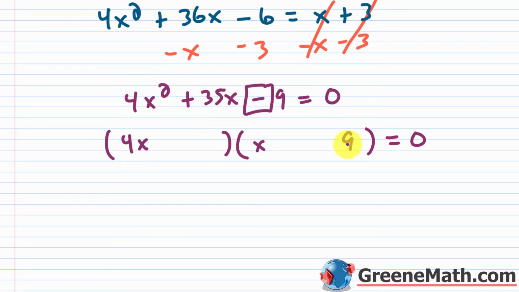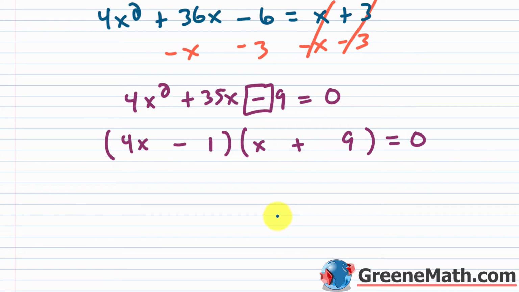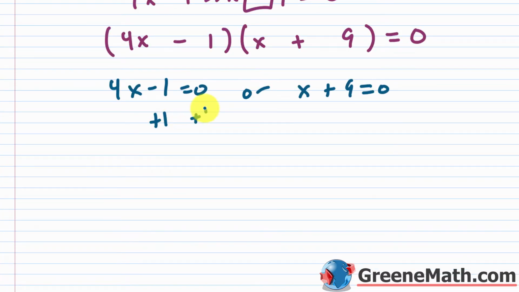So if you put the 9 here and the 1 here, you're going to see that this is going to work right away, right? So basically, if you make this a positive and this a negative, then this is going to be 36x, and this is going to be minus x. So 36x minus x is 35x. So this is our factorization. So sometimes we get lucky and we get it right away, and other times we have to go through all of the possibilities before we find it. So this is going to be 4x minus 1 is equal to 0, or x plus 9 is equal to 0. So let's add 1 to both sides of the equation here.